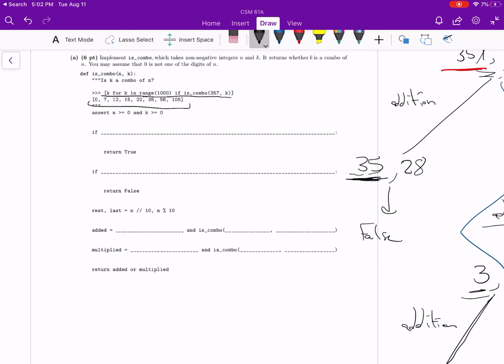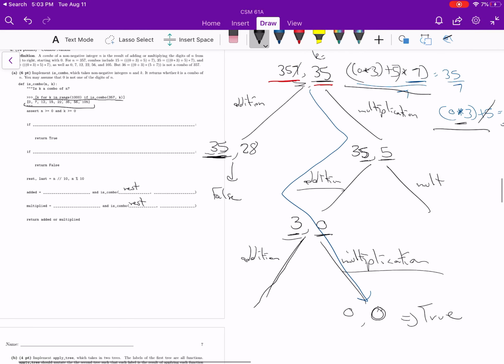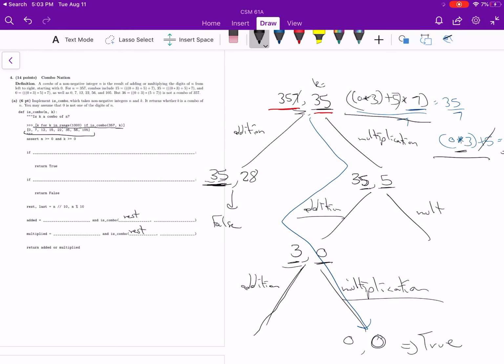So we always said that we want to be doing n floor div 10 to get rid of the last digit, to simulate using it. And they've stored that in this variable rest for us. And then what do we want to do to k? Well, we want to take what k was and then reverse whatever operation we think could have been done to it last. So we take k. In the added case, we just subtract out the last digit. So in the very top case, we just subtracted out the 7. And in the other case, we just divide out by 7.